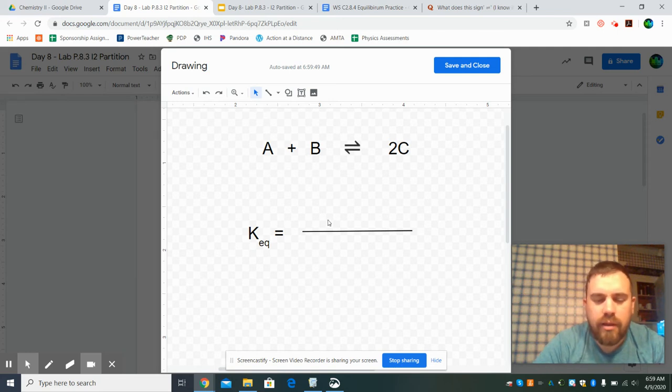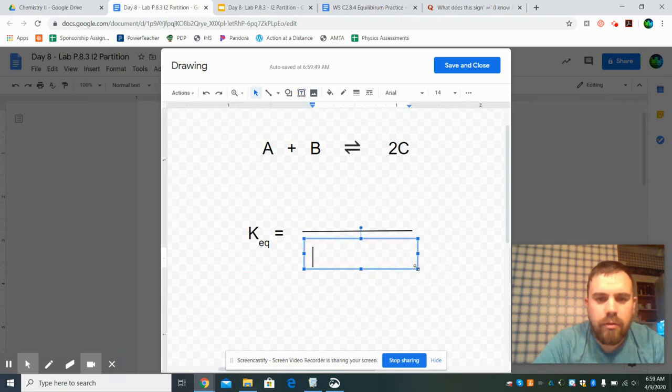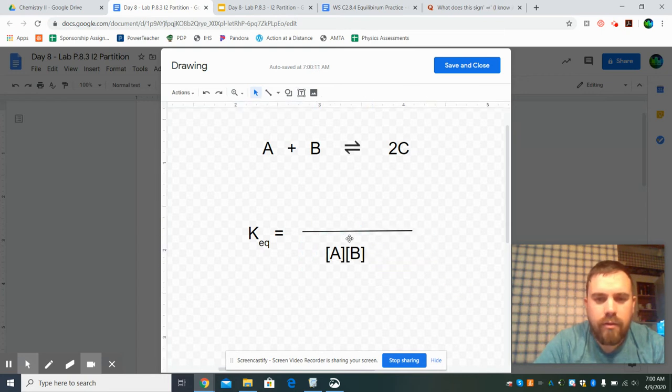Well, let's start with the reactants. The reactants go on bottom because they're a little bit easier. So I'm going to go down here. I'm going to write the concentration of A times the concentration of B, like so. And that's how I will determine that. So like so.